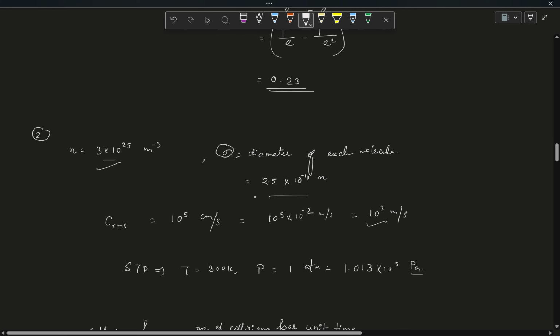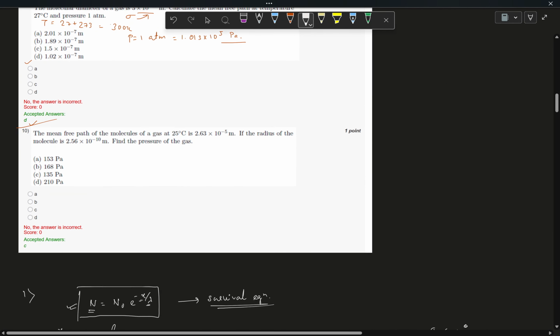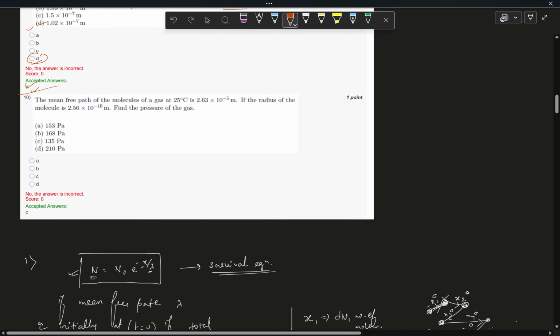So let us check and verify which option is correct. Our value is 1.02. This is option number D. So this is correct. This is the right answer.